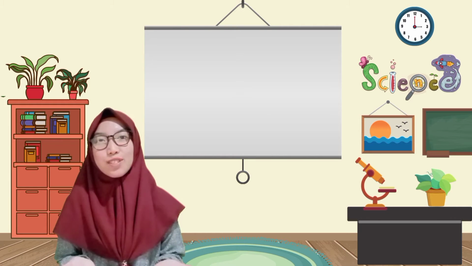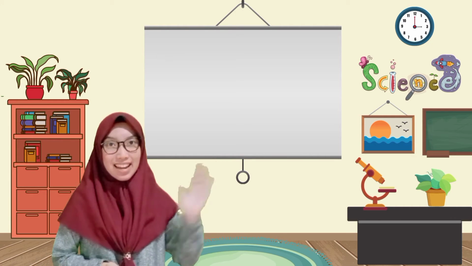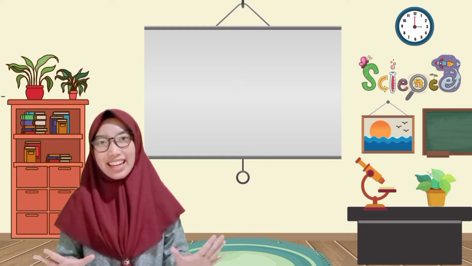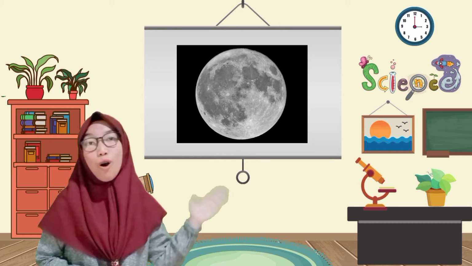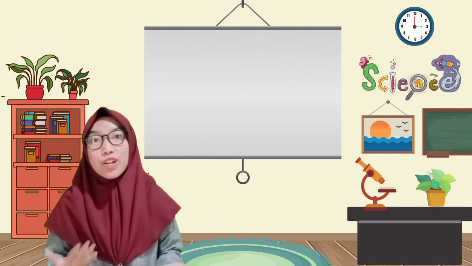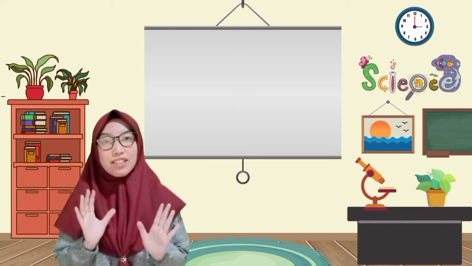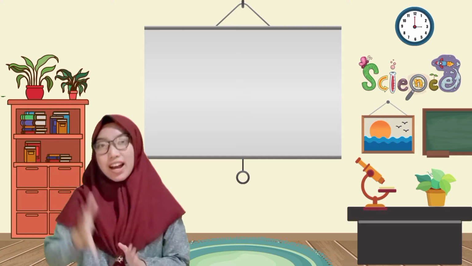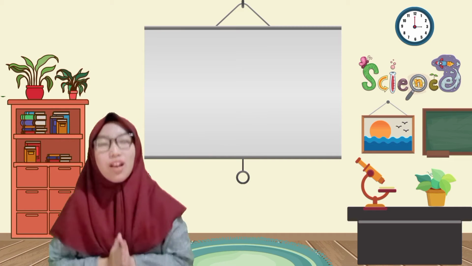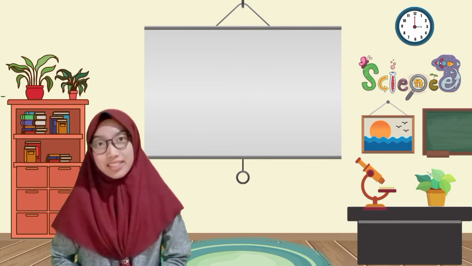I want to ask you something. Did you see the moon last night? What does the shape look like? Does it look like this or this? Have you ever noticed that the moon changes as the days go by? Sometimes it looks like a small light in the sky or like a big glowing ball, or even we cannot see the moon at all.